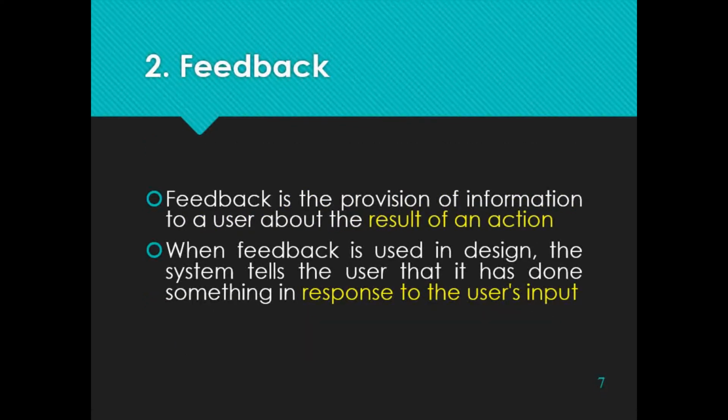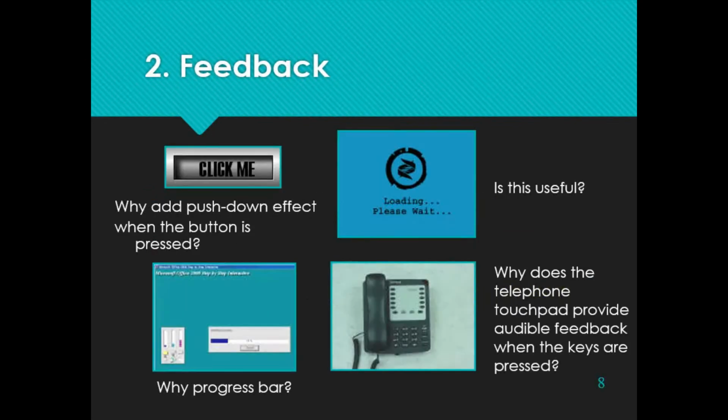Feedback. Feedback is the provision of information to a user about the result of an action. When feedback is used, the system tells the user that it has done something in response to the user input. For example, the push down effect when you press a button, the loading telling you something is happening, the progress bar showing the percentage of the process to complete the objective, and the sounds when you press your phone. It means that when you're pressing something, there is an audible sound telling you that you have pressed it.